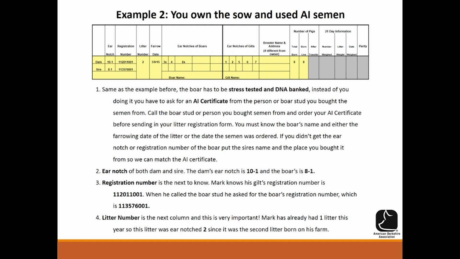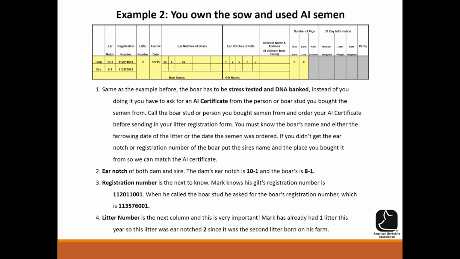You must know the boar's name and either the farrowing date of the litter or the date the semen was ordered. If you didn't get the ear notch or registration number of the boar, put the sire's name and the place you bought it from so we can match the AI certificate. Ear notch of both dam and sire. The dam's ear notch is 10-1 and the boar's is 8-1.